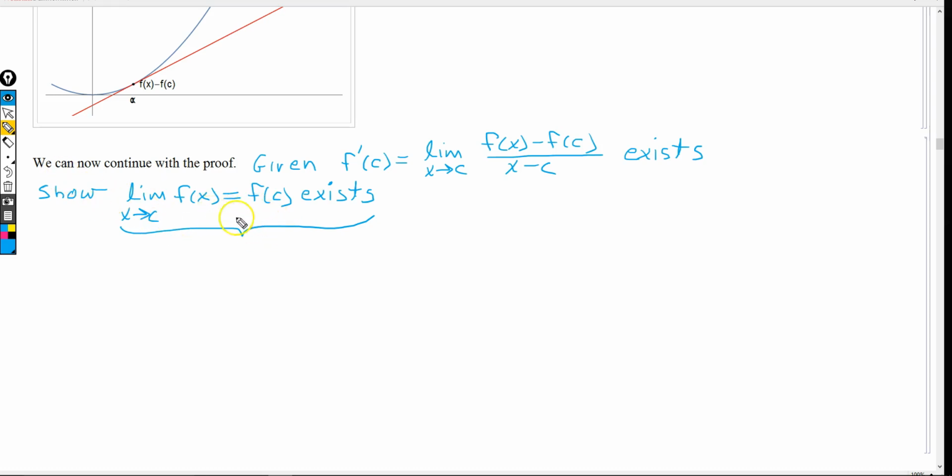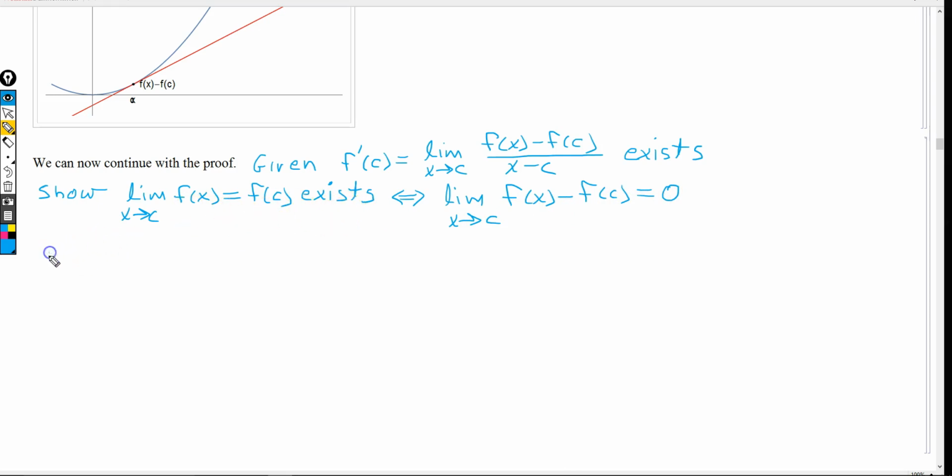All right, now let's notice that this is equivalent to stating the following, because all we did is move the f of c over to the other side, so the right-hand side becomes 0. And then we get the limit as x approaches c of f of x minus f of c equaling 0. So this is what we need to show. Showing this will be the same as proving this.